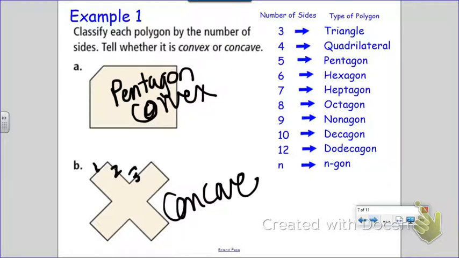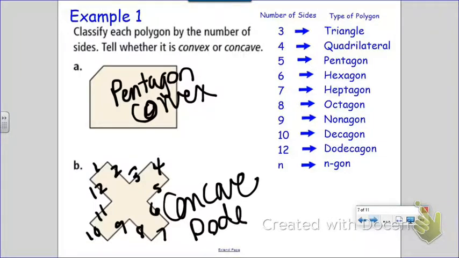Labeling the sides. 12 sides, which makes it a dodecagon. I'll label the sides on this other one here so you can see where I got the 5 sides from. All the names are on the side over here so we can tell what they are.